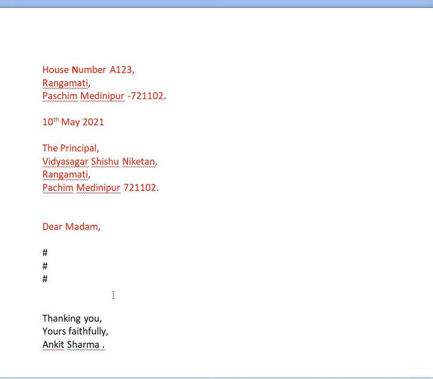Okay, then after three paragraphs, I must also tell you that it's not like only three paragraphs you will have to write. You can use more than that depending on the topic. If the topic is demanding more paragraphs, you can use 3 to 4 paragraphs also. So four paragraphs are also permissible.